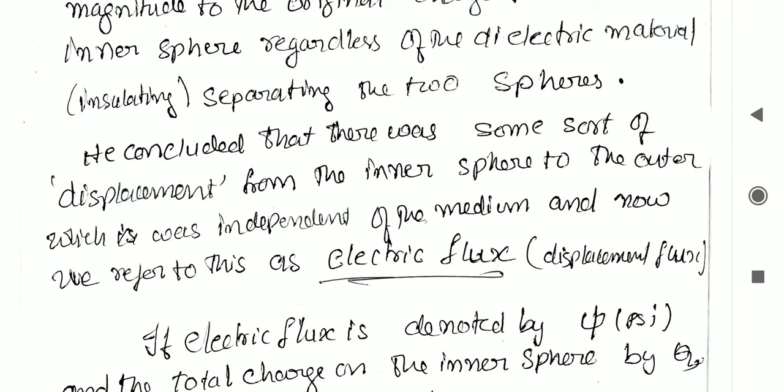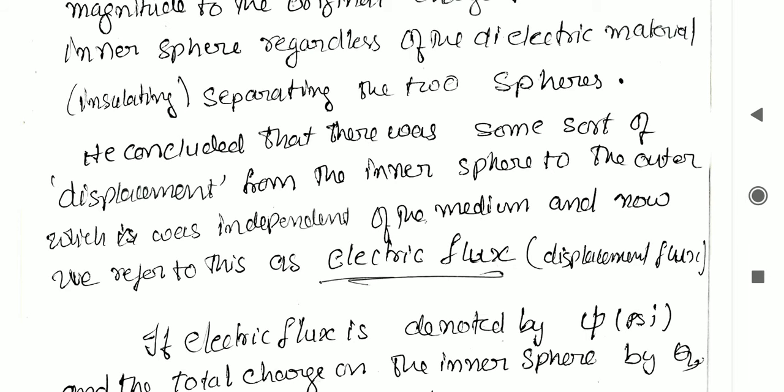Between the two spheres, he kept some dielectric. Dielectric in the sense insulating materials like vacuum or any other thing. He observed that the same amount of charge placed in the inner sphere is present in the outer sphere also. In the outer sphere there was no charge initially. After placing the charge in the inner sphere, the same charge appeared on the outer sphere.